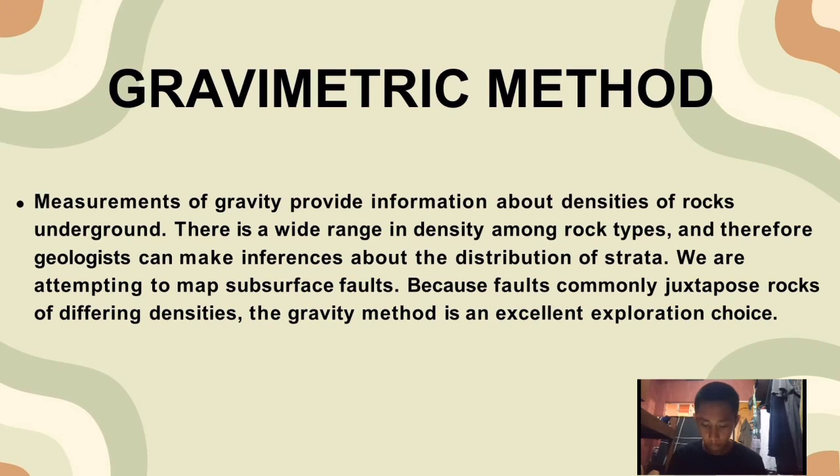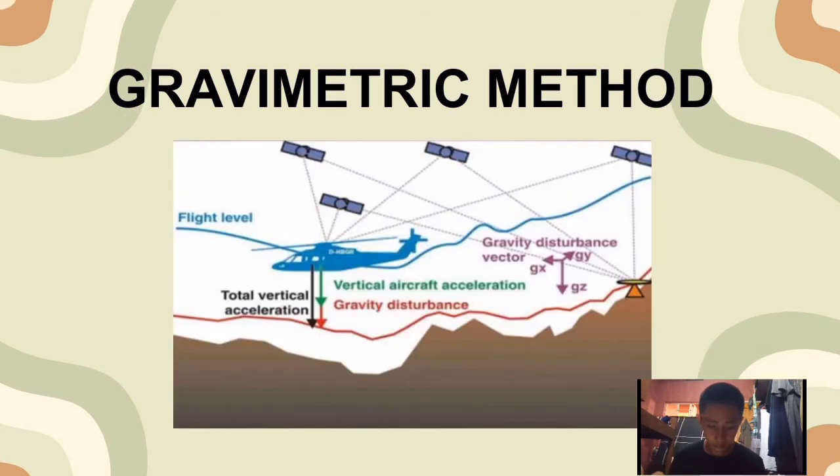Gravimetric method: measurements of gravity provide information about the densities of rocks. Underground, there is a wide range in density among the rock types, and therefore geologists can make inferences about the distribution of the strata. We are attempting to map surface faults, because faults commonly juxtapose rocks of differing densities, and gravity methods are an excellent exploration choice.